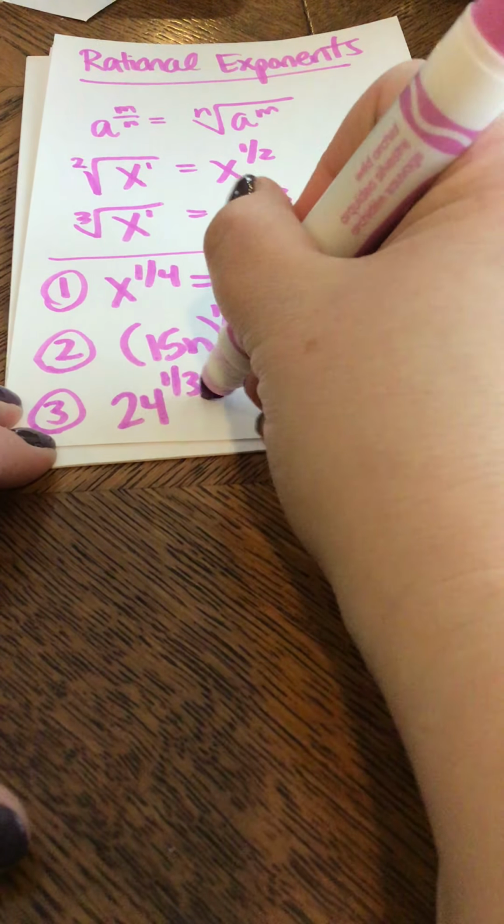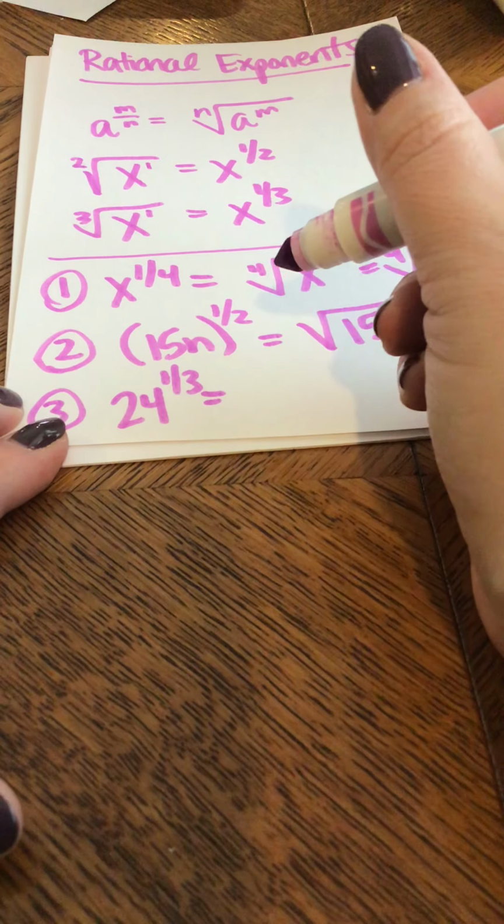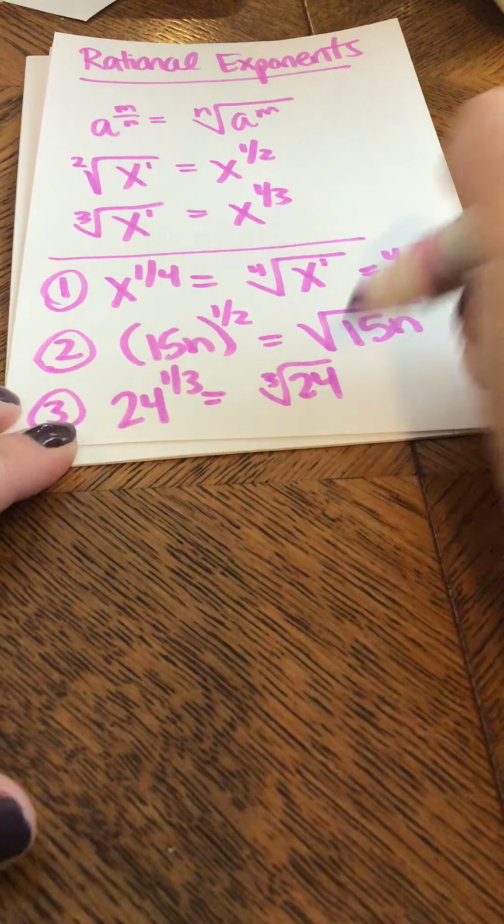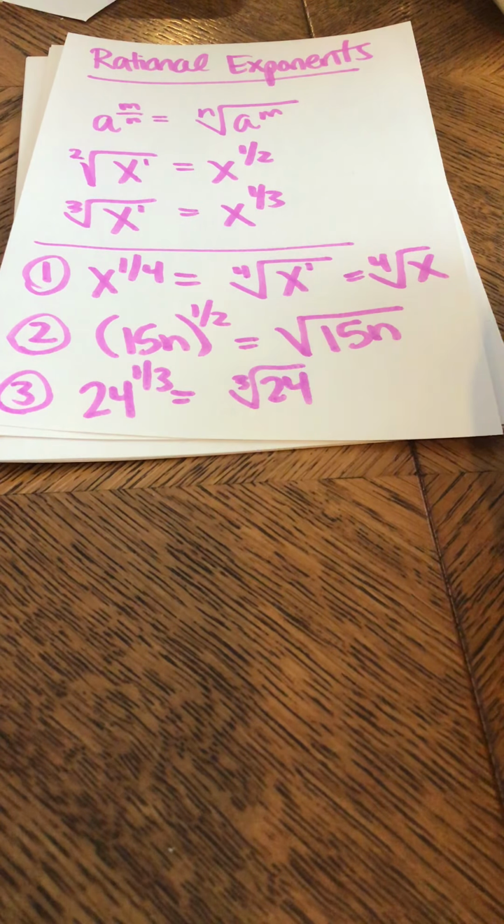And just like that, number 3, I have 24 to the 1/3 power. Remember, 1/2, 1/3, 1/4 means square root, cube root, fourth root. So this means the cube root of 24, which technically you could simplify, but for right now we're just going to leave it. If you keep going, and again, these go kind of quickly, but if you need me to re-explain anything, please email me.